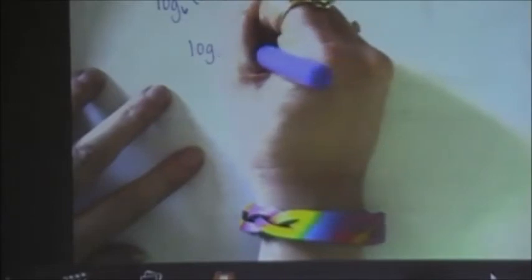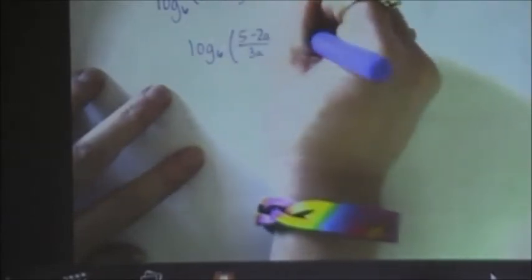Let's try number 14. It's a similar problem, except this time my logarithms are all on the same side already. I have log base 6 of 5 minus 2a minus log base 6 of 3a equals 1. Since my logarithms have the same base, I can condense them. They're currently separated by subtraction, which means when I put them together into one logarithm, it's going to be by division. So I get log base 6 of 5 minus 2a over 3a equals 1.